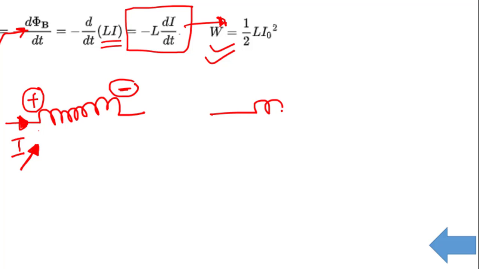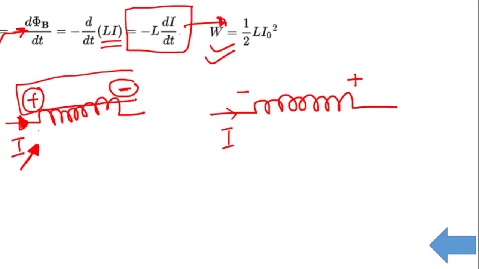If current is decreasing in an inductor, the polarity induced will be such that it will help to increase the current. So polarity will be minus over here and plus over here. Means if current is increasing, the voltage will be such that it will oppose the increment. If the current is decreasing, the inductor will help to increase it by inducing a voltage like this, minus over here and plus over here. Is it clear?